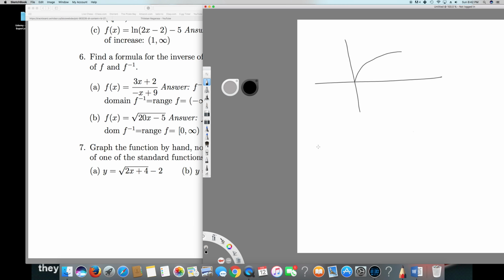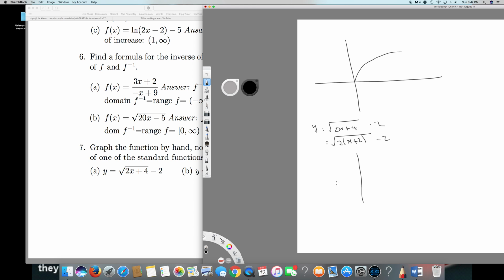So y is equal to the square root of 2x plus 4, minus 2. I have to now factor the square root. So it's going to be the square root of, I can take the 2 common, x plus 2, minus 2. So x plus 2 means this graph is moving 2 units to the right side, and minus 2 means 2 units down.